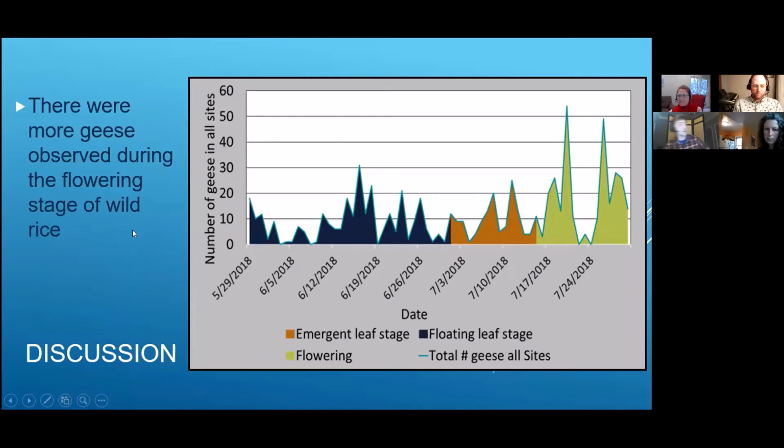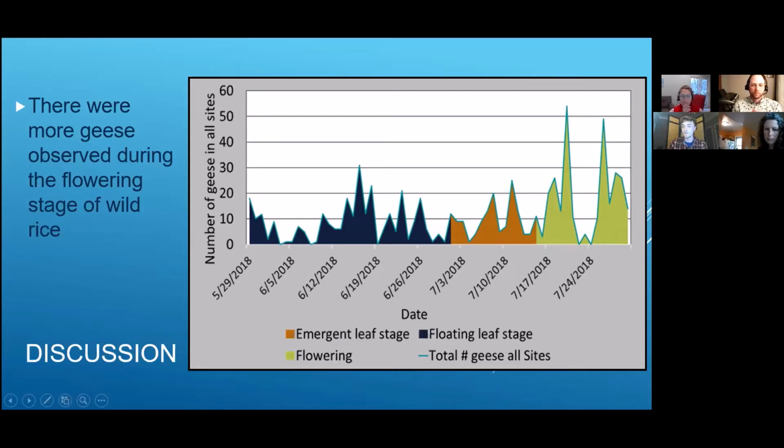So after I got everything compiled and got all the data analyzed, I was able to get some of these results. We see here a graph showing the date of the study and the number of geese in all the sites combined. What this shows is that most of the geese ended up showing up in the bays in the flowering leaf stage. A lot of the spike actually came from Walleye Alley Bay, which was a bit of an outlier. It had less wild rice biomass, but a lot more geese. So it showed up as a spike over here.